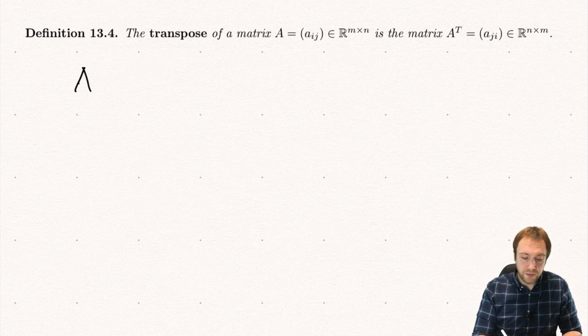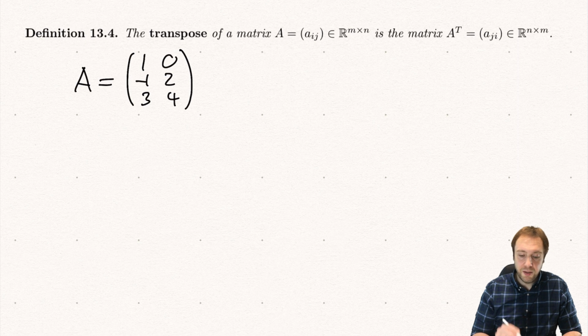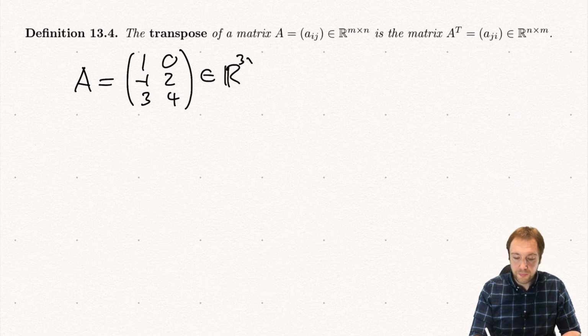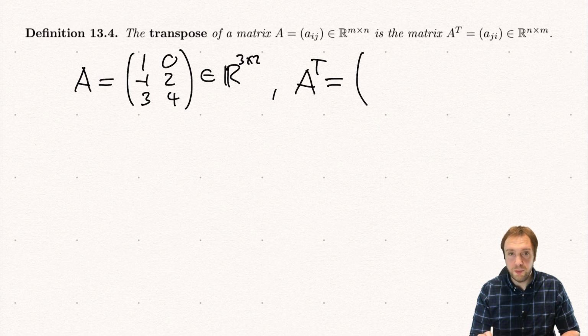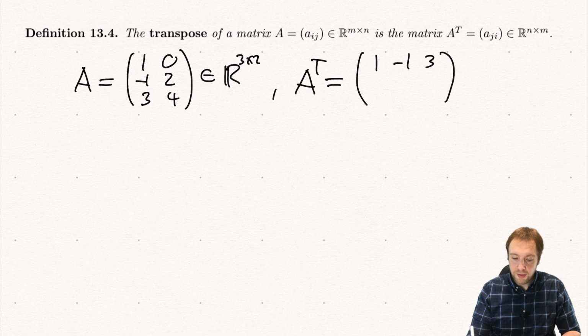So if I have a matrix A with rows 1, 0, then minus 1, 2, then 3, 4, for example, so this is a 3 by 2 matrix, then the transpose of A, the first row will be just the first column of A, so it's 1, minus 1, 3, and the second row will be just the second column of A, so 0, 2, 4. And this will be then a 2 by 3 matrix.